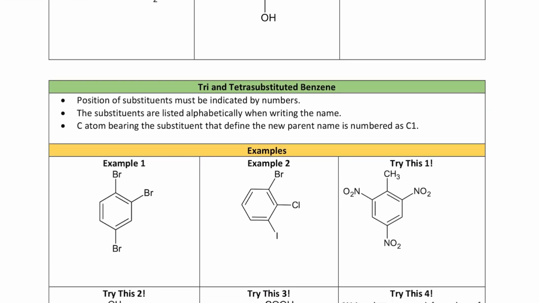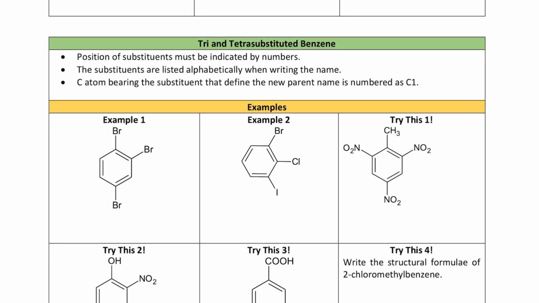Alright, and then next one adalah tri and tetra substituted benzene. So tri means 3, benzene tu ada 3 substituent. Tetra means ada 4 substituent dekat benzene. Dah makin banyak kan. So position of the substituent must be indicated by numbers. Memanglah substituent kita akan letak number dekat carbon tu. And then the substituent are listed alphabetically when writing the name.